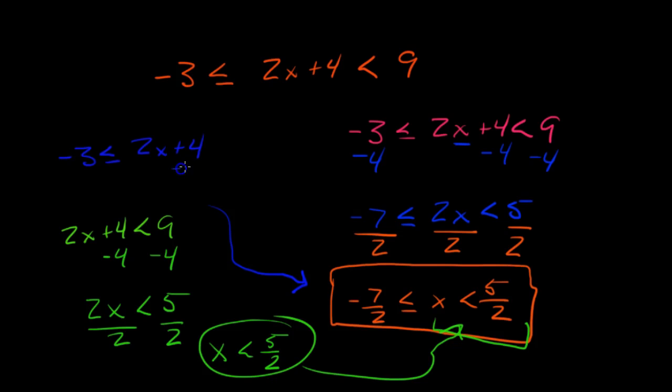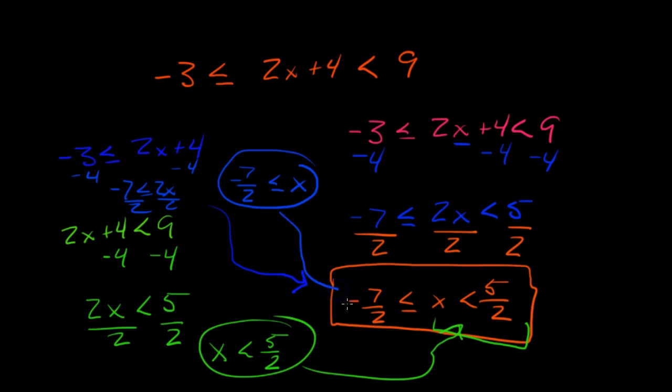If we subtract 4 here, we get -7 is less than or equal to 2x, and then we divide by 2, we get -7/2 is less than or equal to x. And this solution is this part right here, right? So it all combines, and it looks really messy now, right? But it all combines to make this one solution. So however you decide to approach the problem, either by doing it as two individual problems or doing it as a single problem, you will end up with the same answer in the end.